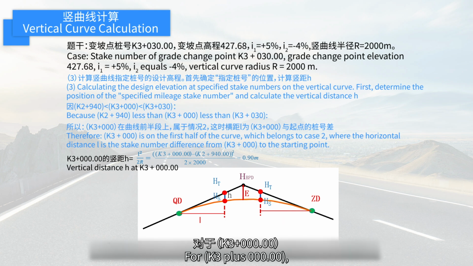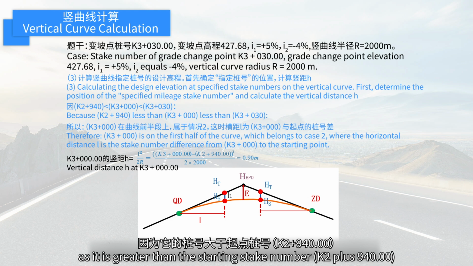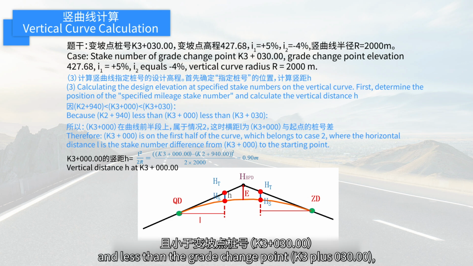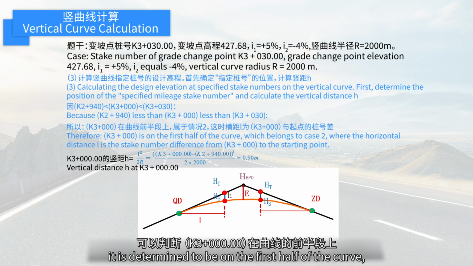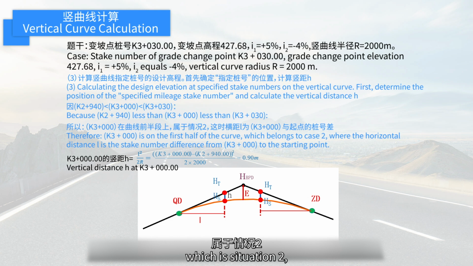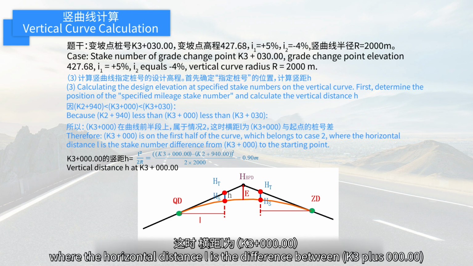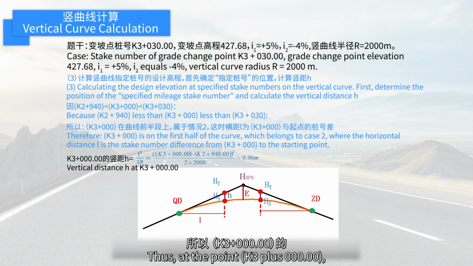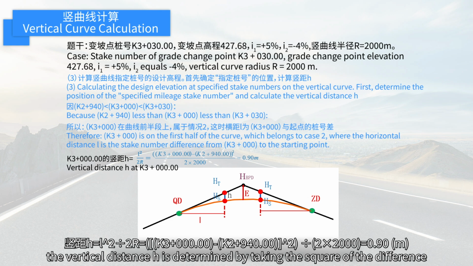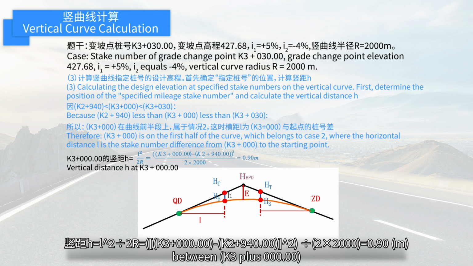For K3+000.00, as it is greater than the starting stake number K2+940.00, and less than the grade change point K3+030.00, it is determined to be on the first half of the curve, which is situation 2, where the horizontal distance L is the difference between K3+000.00 and the starting stake. Thus, at the point K3+000.00, the vertical distance h is determined by taking the square of the difference between K3+000.00 and K2+940.00, then dividing the result by twice the radius, 2R, resulting in a value of 0.90 meters.